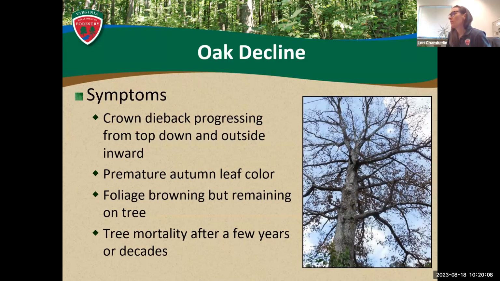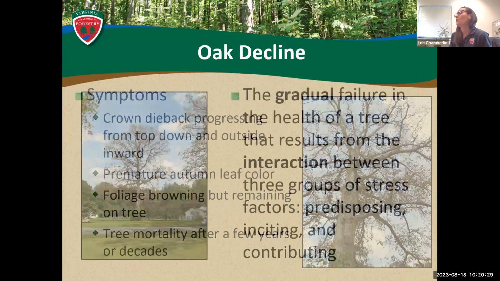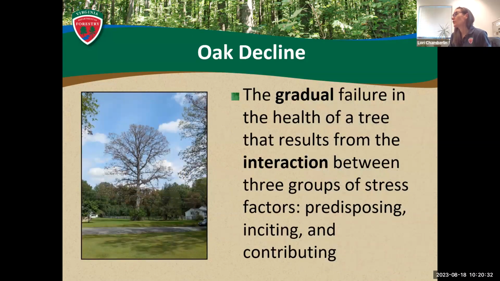The symptoms of oak decline are typically crown dieback, progressing from the top down and outside inward, premature autumn leaf color, and foliage that turns brown but remains on the tree, and then eventually tree mortality that can occur over a few years or even decades. So we define oak decline as the gradual failure in the health of a tree that results from the interaction between three groups of stress factors: predisposing, inciting, and contributing.